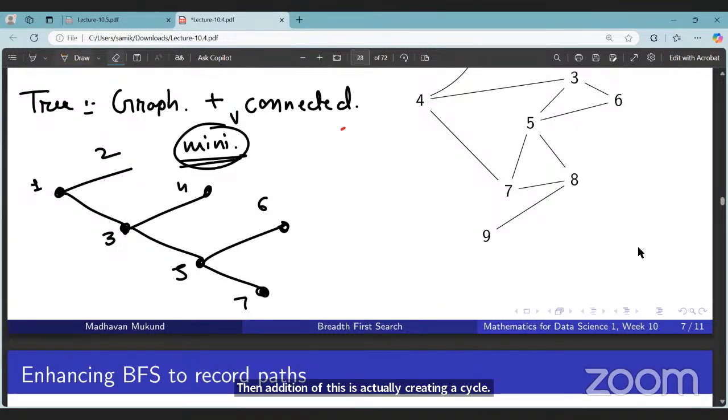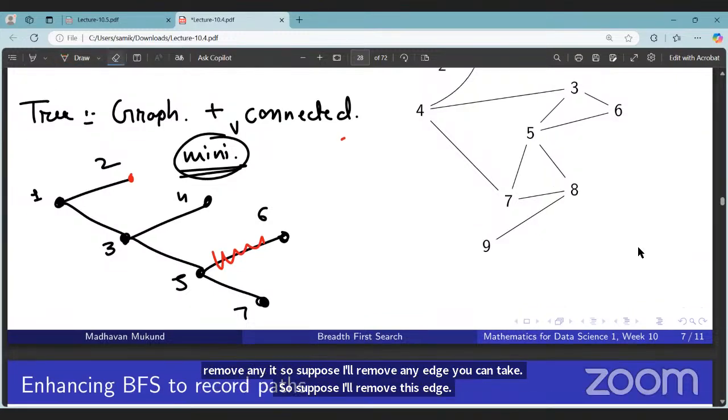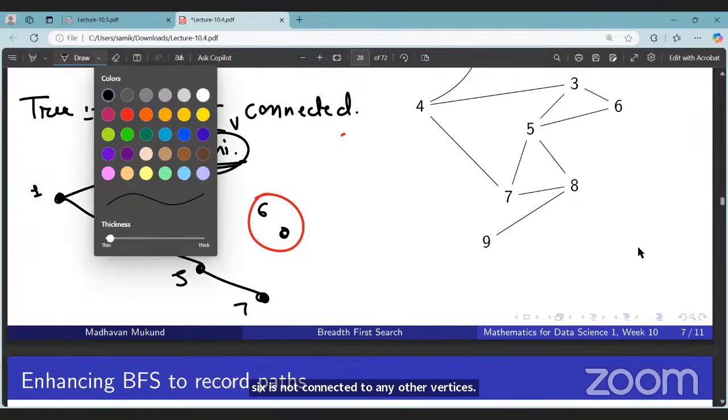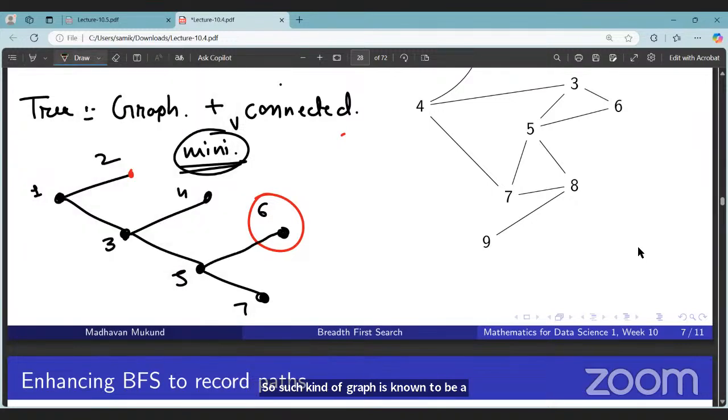Another criterion is if you remove any edge. Suppose I remove this edge. Then it will disconnect your graph, because vertex number 6 is not connected to any other vertices. Such a graph is known as a minimally connected graph, and those minimally connected graphs are nothing but trees.